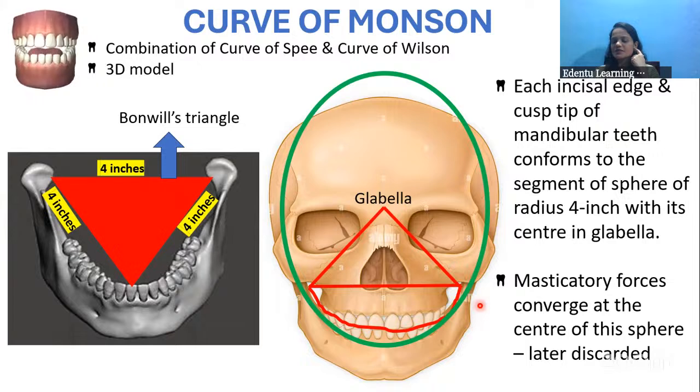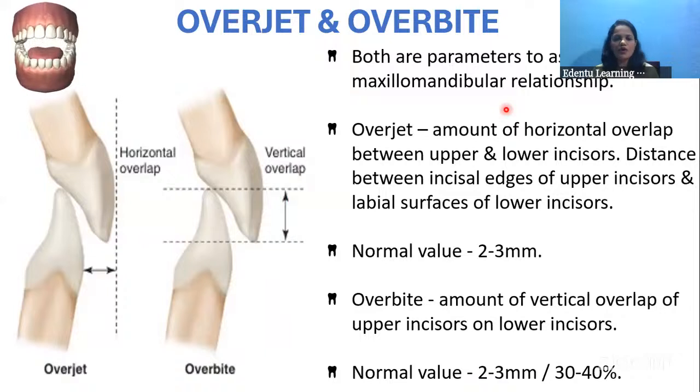Okay, so this curve of Monson is the curve that extends through the cusp tips and the incisal edges of all the mandibular teeth. If you draw an imaginary circle, the glabella will be at the center and it will be a 4-inch radius circle like this. And remember about the Bonwill's triangle also. So that is the main basis for this curve of Monson. So that is about the curve of Spee, curve of Wilson, and the curve of Monson.